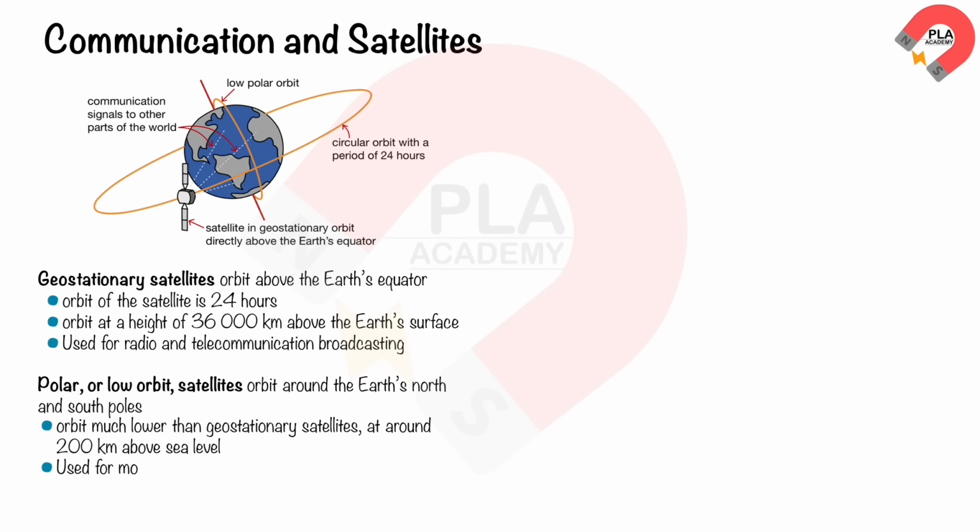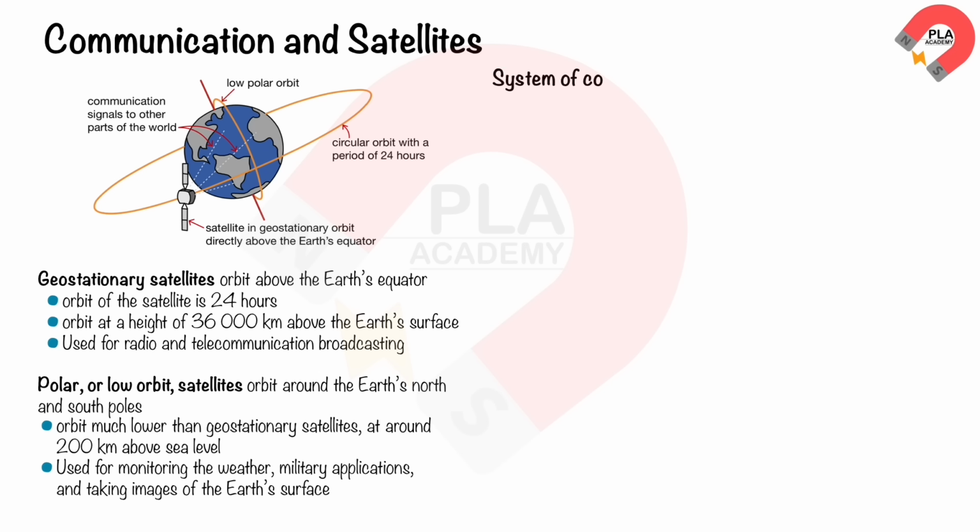Used for monitoring the weather, military applications, and taking images of the Earth's surface. There is a much shorter time delay for signals compared to geostationary orbit signals. The signals and images are much clearer due to the lower orbit. However, there is limited use in any one orbit, because more than one satellite is required for continuous operation.